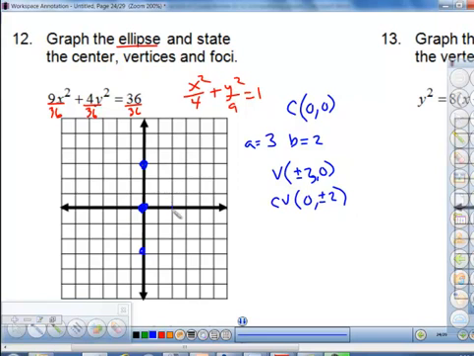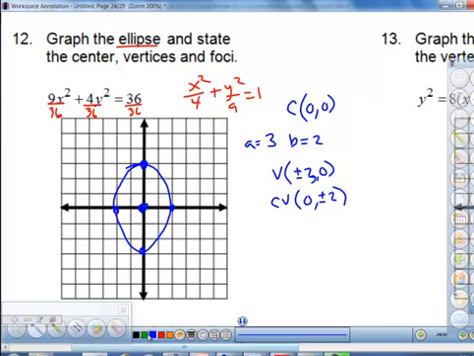Nice job. Okay, now let's analyze. What did we do here? Whenever the bigger number is underneath the y, that means it's going to be growing in the y direction, okay? So it's going to be a vertical ellipse. So, look at that. Even a master at ellipses can make that mistake. So we really got to be on our game, okay? All right. So that's what the thing looks like.